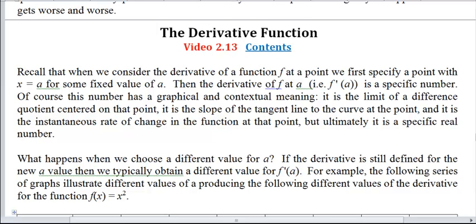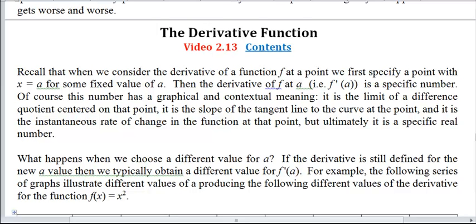Hello, in this video we'll be talking about the derivative function. So recall in our earlier videos we considered the derivative of a function f at a point. We first specified a specific point a, an x value, x equals a, for some fixed value of a. Then the derivative of f at a, in other words f prime of a, turned out to be a specific number. Now of course that number had a graphical and contextual meaning.